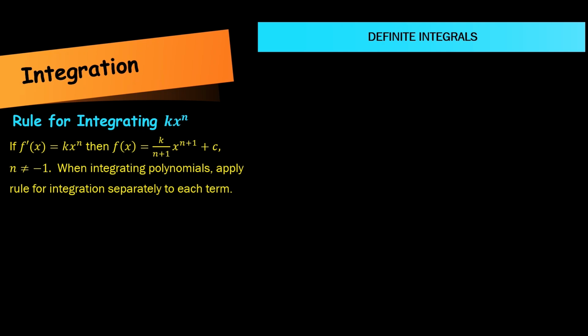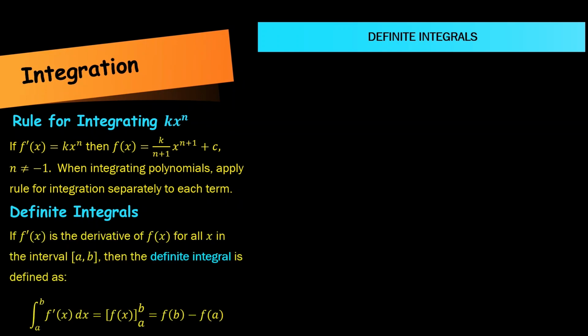Let's now take a look at definite integrals. If f dash of x is the derivative of f of x for all x in the interval ab, then the definite integral is defined as integral from a to b f dash of x dx equals f of x between the limits b and a, which equals f of b minus f of a.